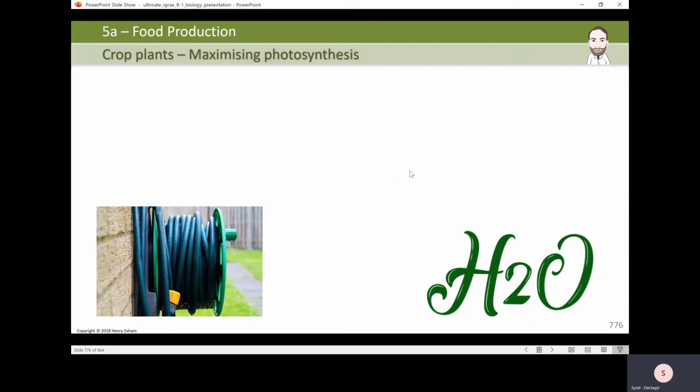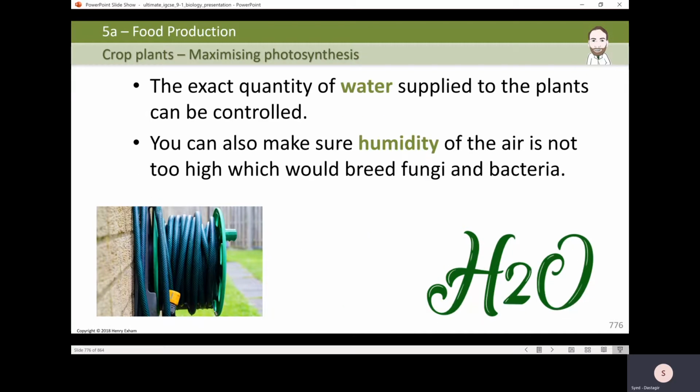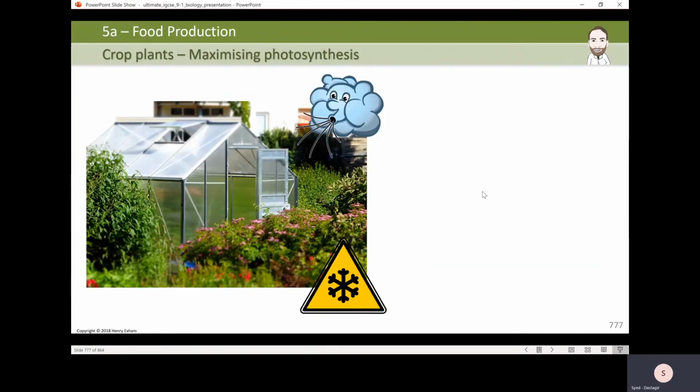Okay, so now H2O, amount of water. We can actually control the amount of water supplied to the plants as opposed to wild plants where it's dependent upon rain or human interference. We can also make sure the humidity of the air is not too high, because humidity, which means the amount of water vapor in air, could actually breed fungi or bacteria, which could be detrimental to the plants.